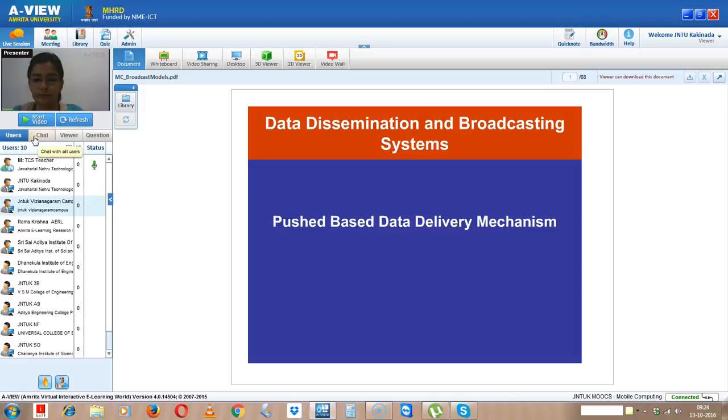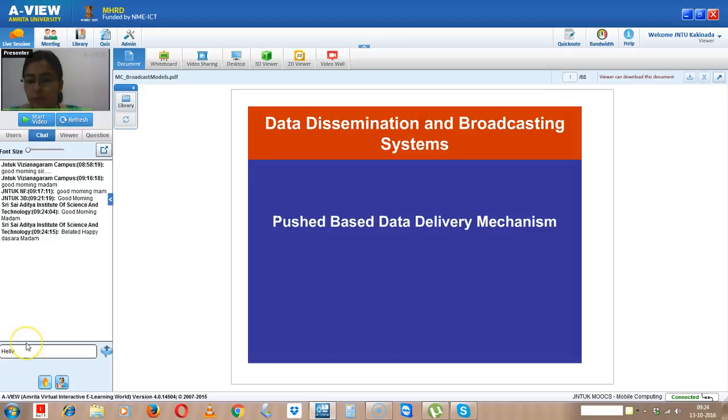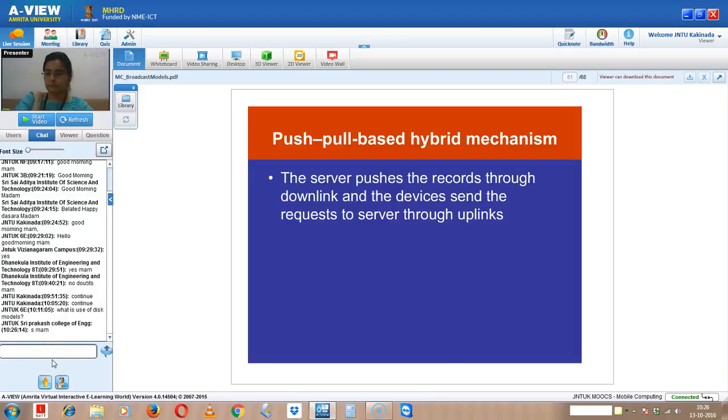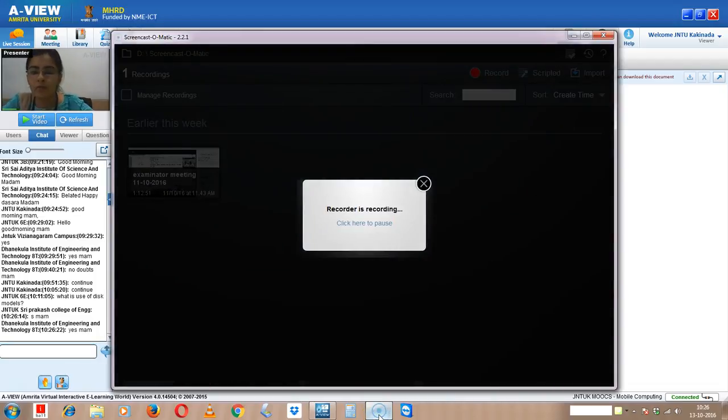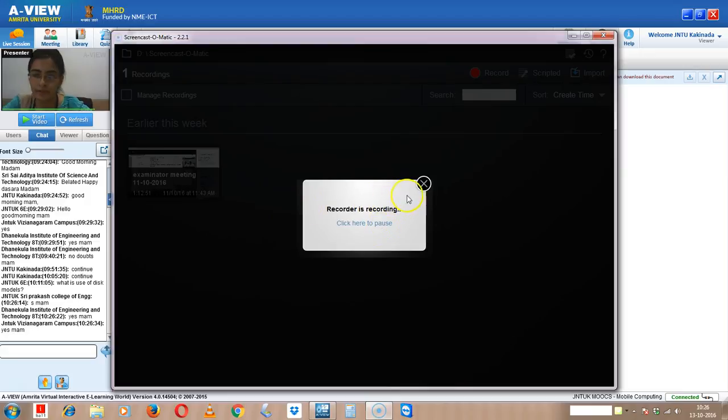So today we are going to study about the data dissemination and broadcasting systems. So before going into the, we'll go further. This is, now we have push-pull based hybrid mechanism.